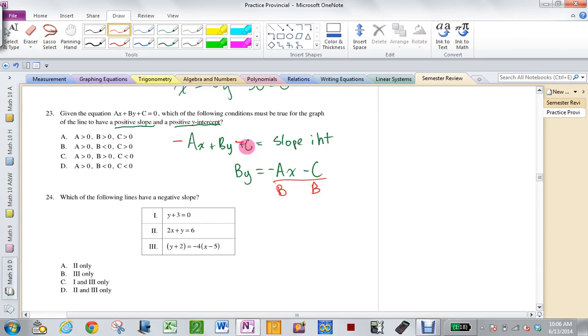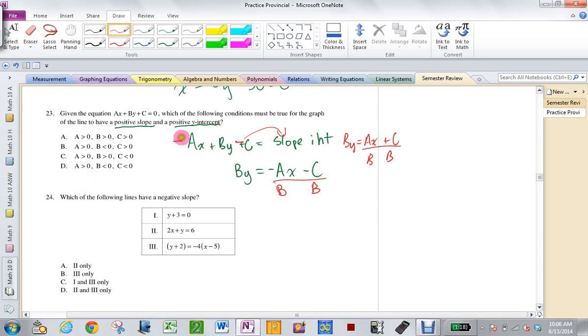So I look at that. And I see if C was less than 0, it would come over here, it would become positive, then I would be in business. So that would come over. So I would end up with BY equals negative AX plus C, then I would divide by B, and I would have everything positive. If A is negative, C is negative, and B is positive. So I look over here, and I find A is negative, no options. A cannot be negative in our choices.